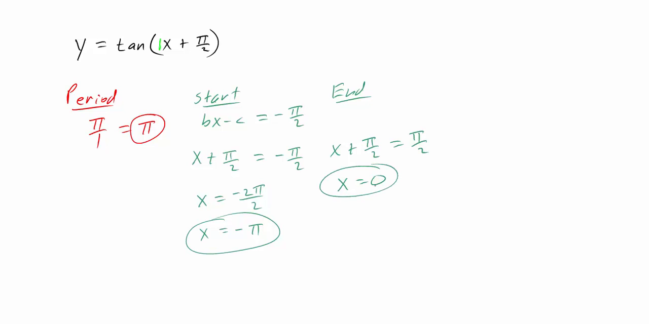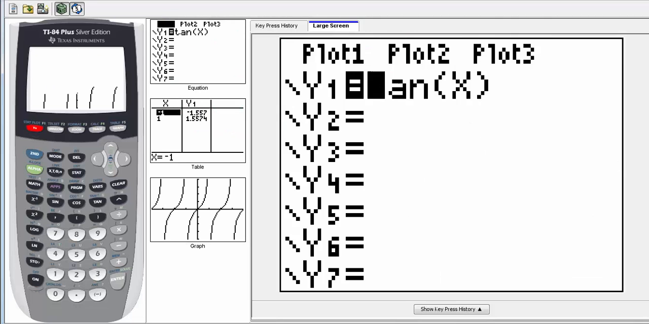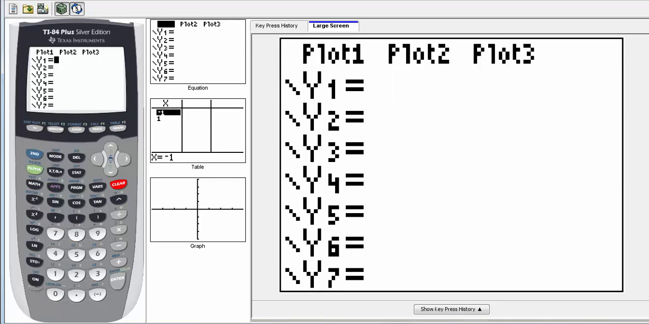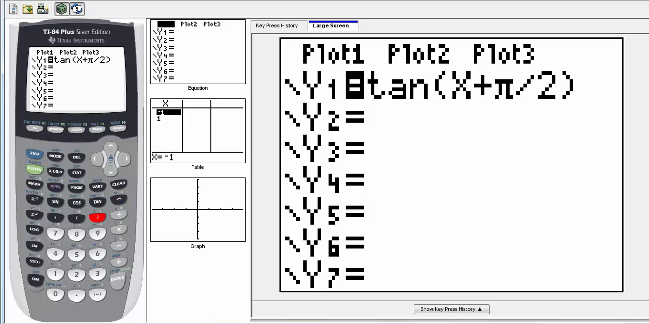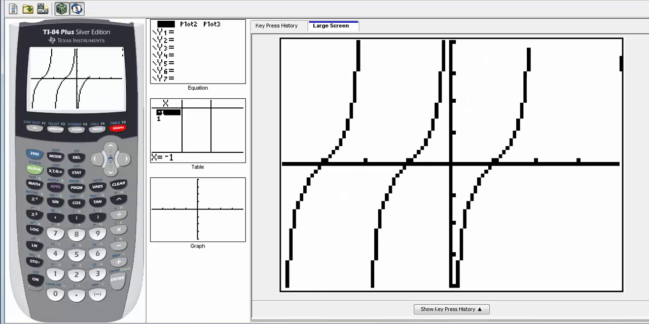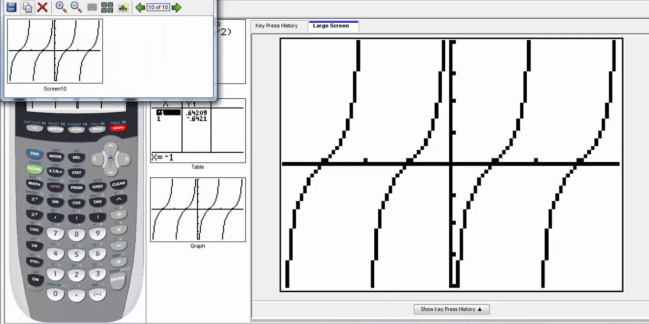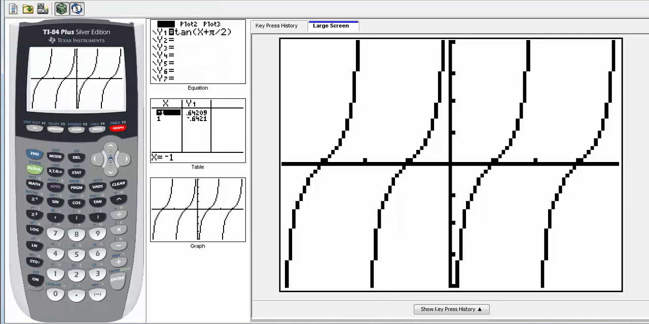So let's see if that's the case. Well, we said the period was 1 pi. And if we look at the graph, we'll go to the calculator, and we want to type in the tangent of x plus pi over 2. And if we go to the graph, notice now with the tangent, the graph actually went through the origin, but now there is no part of the graph that's going through the origin, and that's because we have that phase shift in the graph.